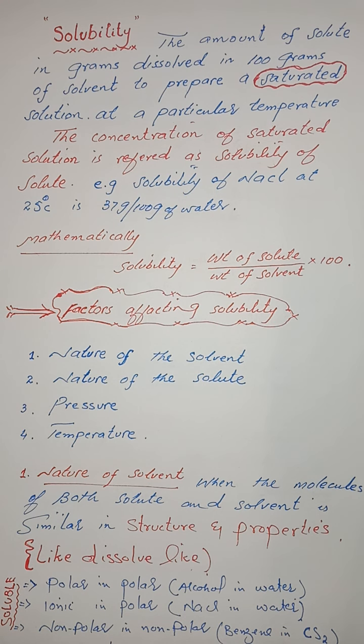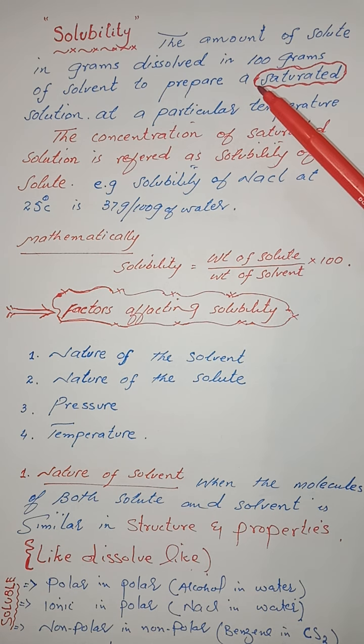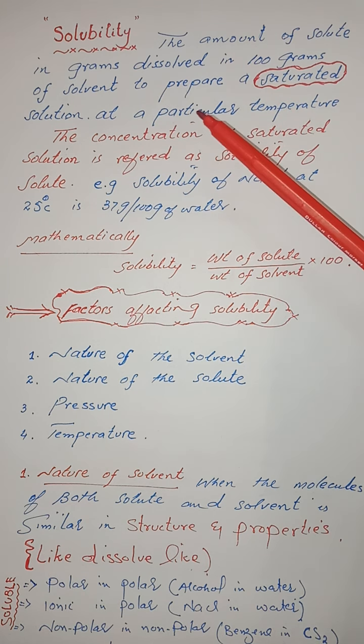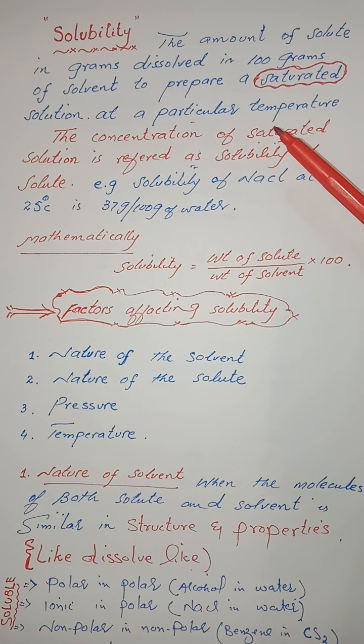Today we will discuss solubility. Solubility is actually the capacity of a solvent to dissolve a particular amount of solute at a particular temperature to form a saturated solution. So by definition, it is the amount of solute in grams dissolved in 100 gram of solvent to prepare a saturated solution at a particular temperature.